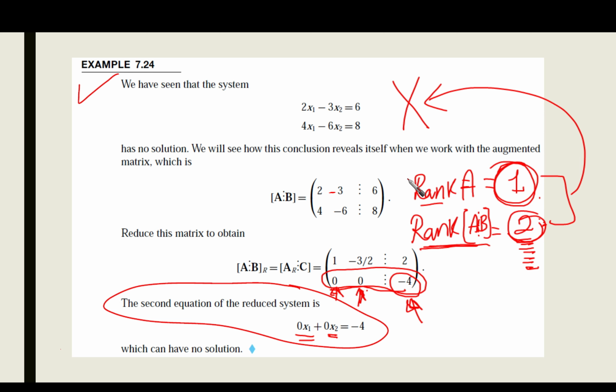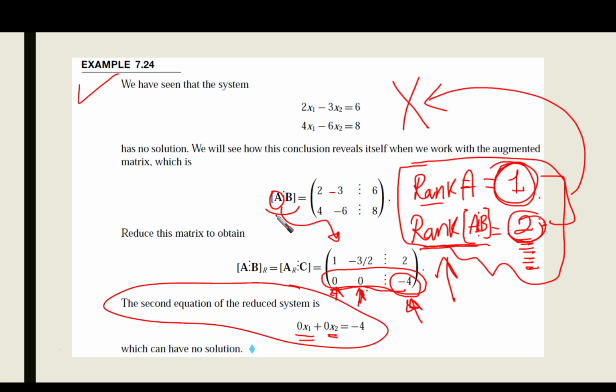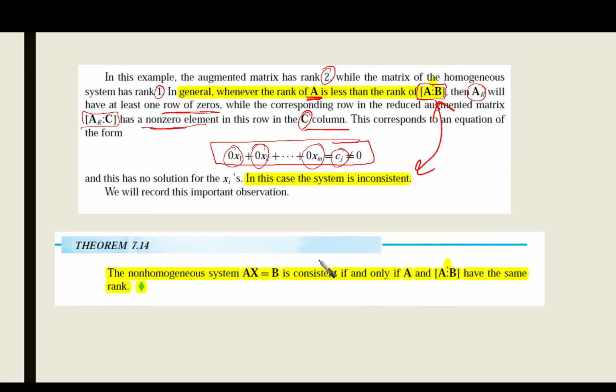Okay, so now this adds up to something very important, which is the importance of ranking. If you reduce the matrix A, as we obtained it here, and then reduce the augmented matrix, as we obtained it here also, then the rank of each one tells us whether the system has a solution or not. So that's the importance of ranking. And this is what is being explained here.